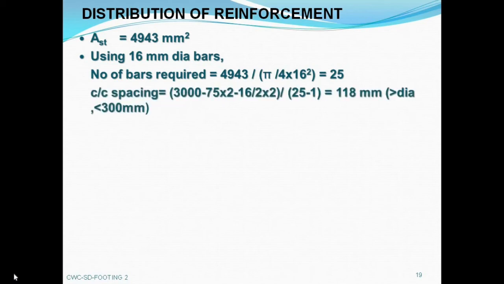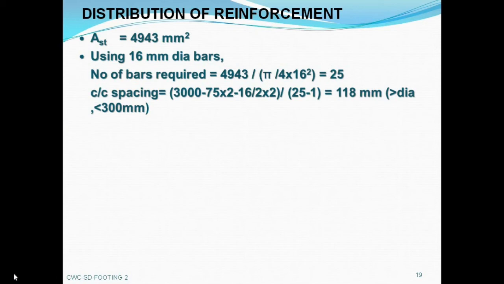Next, we have to find the spacing and check whether it's coming in between the minimum and maximum limit. By subtracting the clear cover and half the bar diameter on both sides from the length of the footing, we will get the length where the reinforcing bars have to be distributed. And this length divided by the number of spacings, that is 1 less than the number of bars, will give you the center to center spacing.